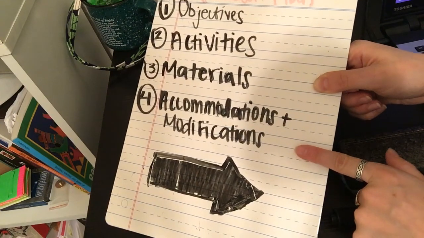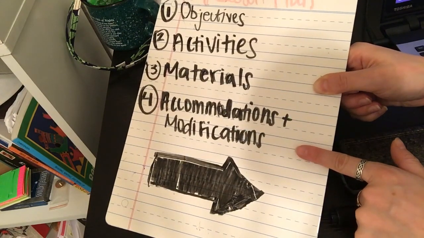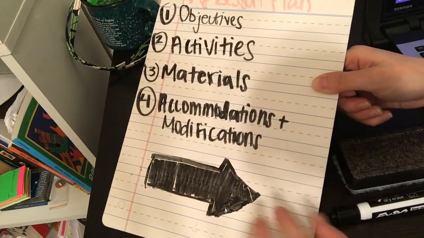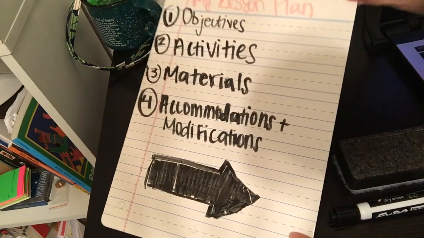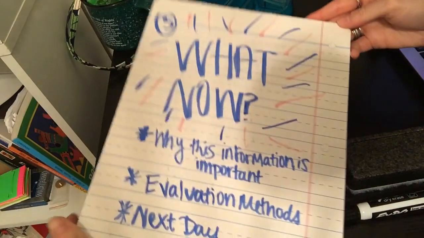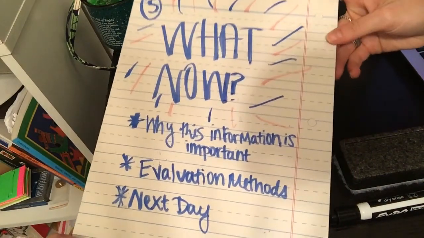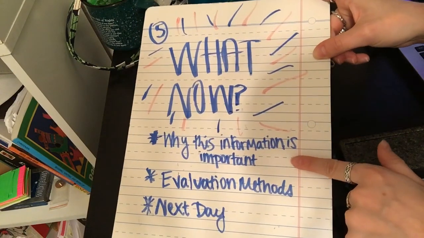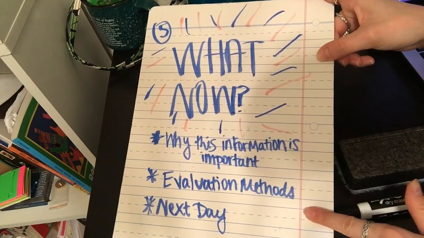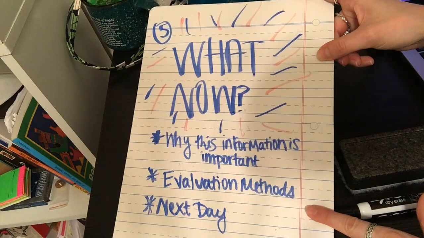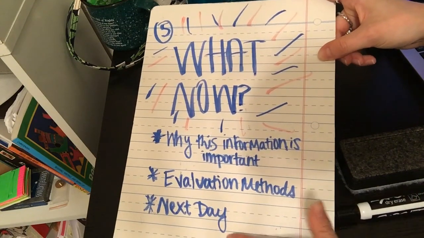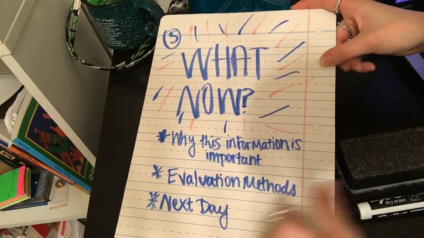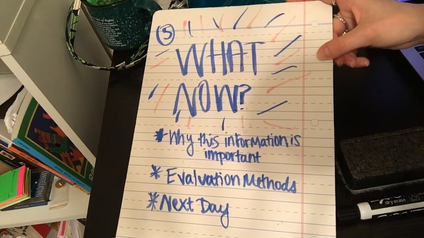the accommodations and modifications for students who need more help in the classroom, ELL students, students with IEPs, etc. And finally, what I like to call the what now. This will include another section of my lesson plan, which has why this information is important for students, a way that I will be able to evaluate the students after we've completed the lesson, and finally, what we'll be doing on the next day. Ready for my lesson plan? Because I know I am.